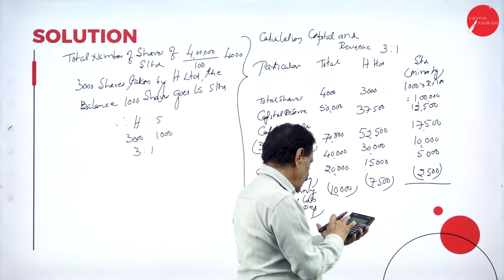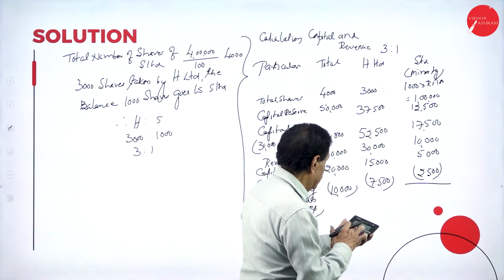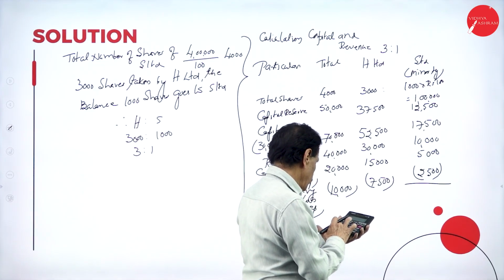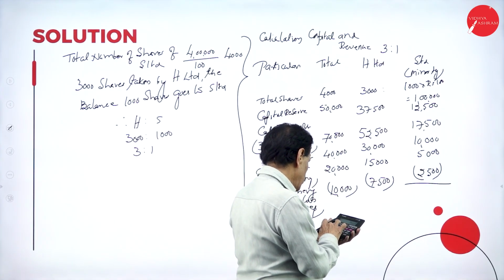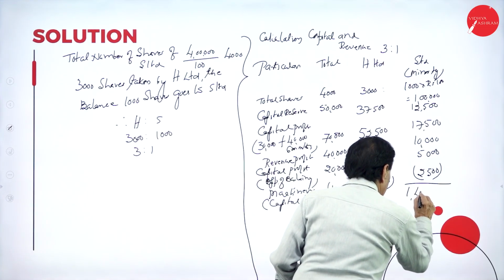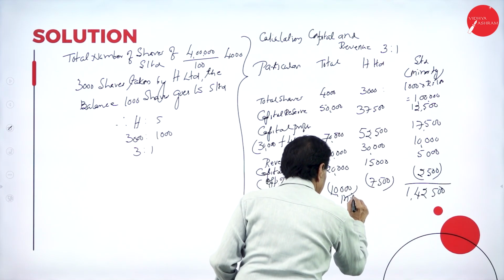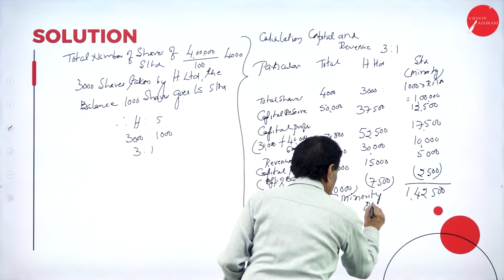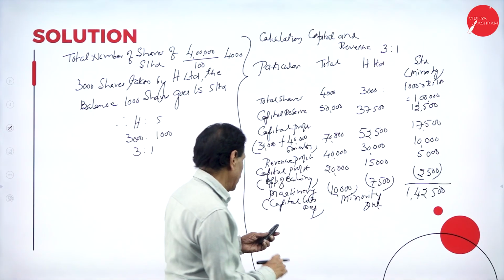Add 1 lakh plus 12,500 plus 17,500 plus 10, 30, plus 5,000 minus 2,500. 1 lakh 42,500. Minority interest. It will appear on the liability side of the balance sheet.